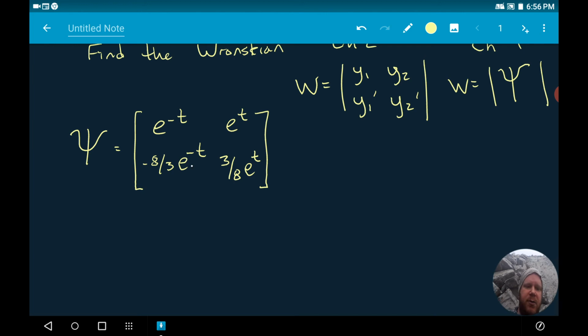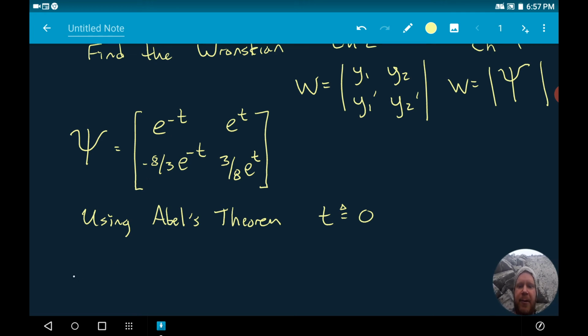This is one of those situations where it'll be good to use Abel's theorem. So Abel's theorem is the equivalent to what it was in chapter 2, where we can plug in any value of t that we want. So I'm just going to temporarily define t as 0 to make everything easier.